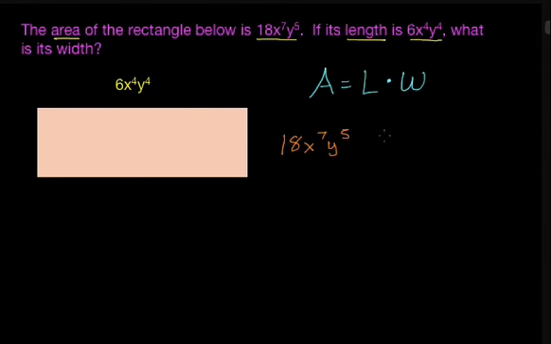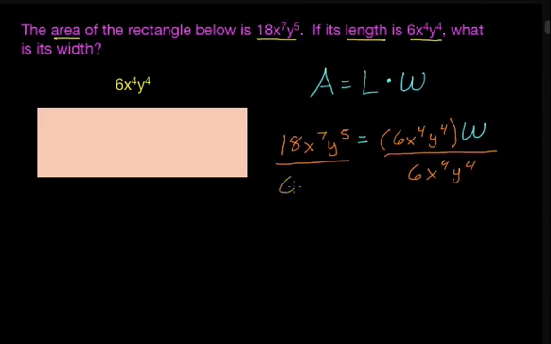And that's going to equal, and I'm given a value for length. Length is 6, and I'm going to put this in parentheses, 6x to the 4th, y to the 4th, and I'm going to multiply that by my as yet unknown width. So now I need to isolate w, my variable for width. So what am I going to do? I'm going to divide both sides to undo the multiplication. I'm going to divide both sides by 6x to the fourth y to the fourth.